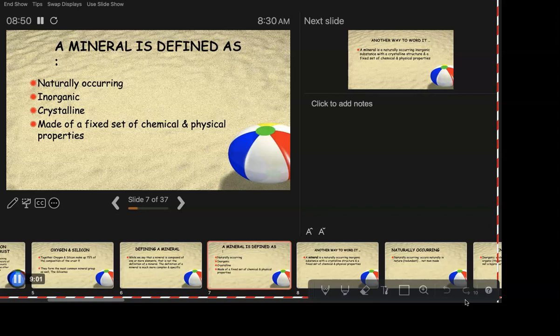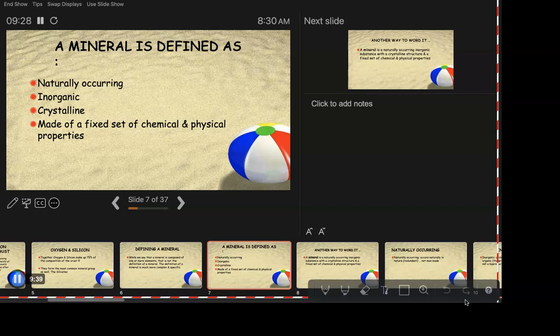A mineral is naturally occurring. A mineral is inorganic. A mineral is crystalline. And a mineral is composed of a fixed, and that's fixed as in unchanging, set of chemical and physical properties. Now, as I've said 4 times already, I do want you to know this for the test. This is one of the exceptions for when you actually write something down. If you wish to do it as bullets like this, that's perfectly fine by me. I just need to see those 4 concepts.